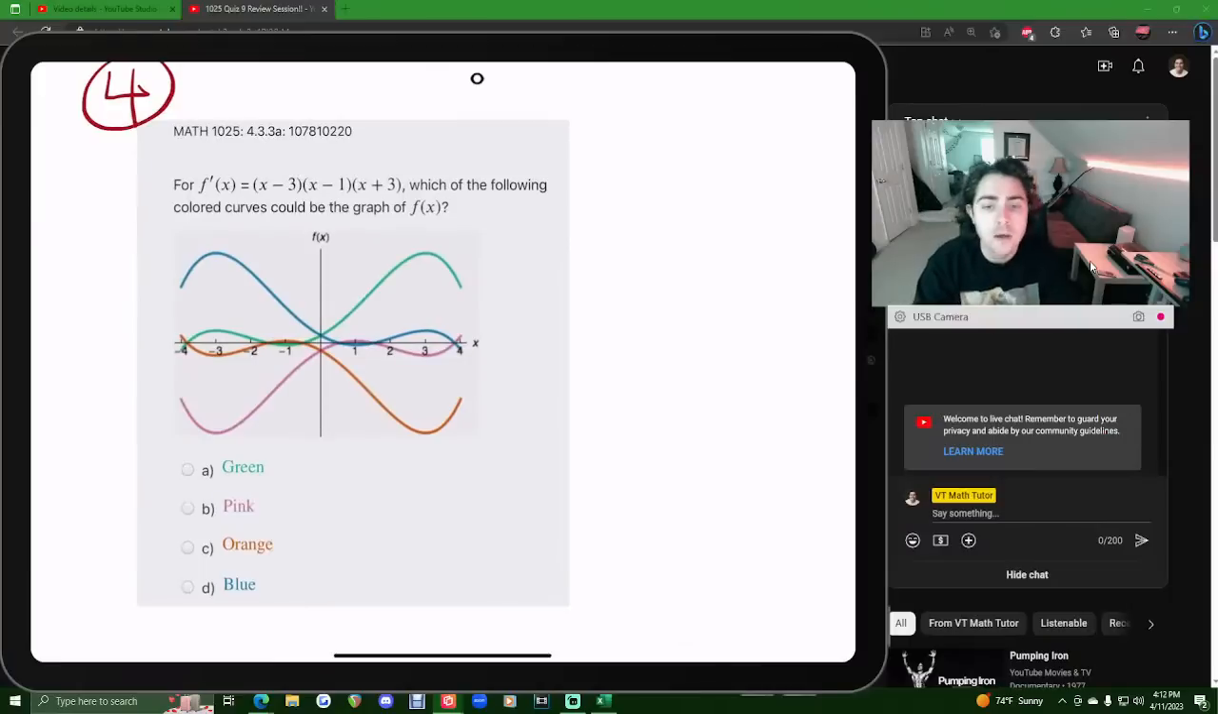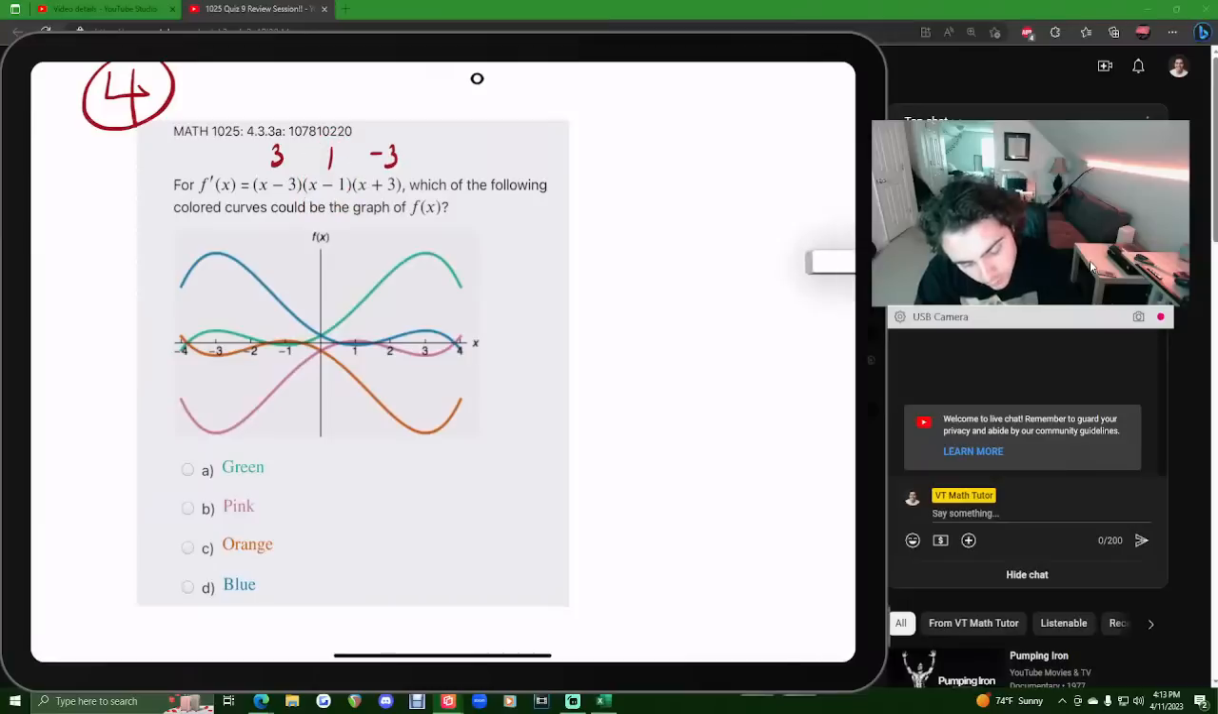For this one, we want to first identify the x values for which f prime is equal to 0. Again, it's always about where f prime is equal to 0 because those x values are the possible locations where f has maxes or mins. So this one would give us 3, this one gives us 1, and this one gives us -3. These are coming straight from these factors.